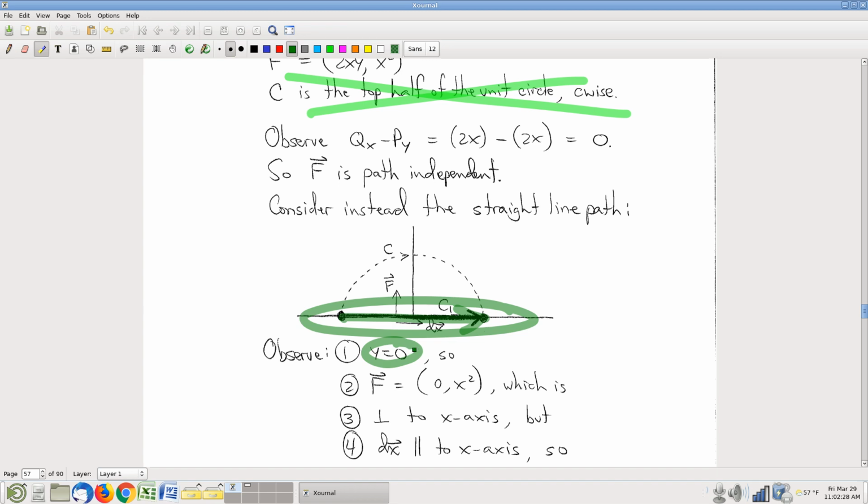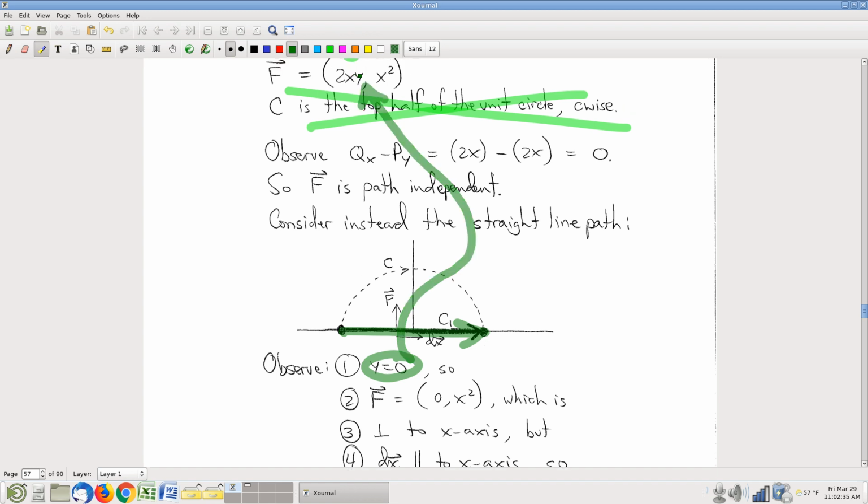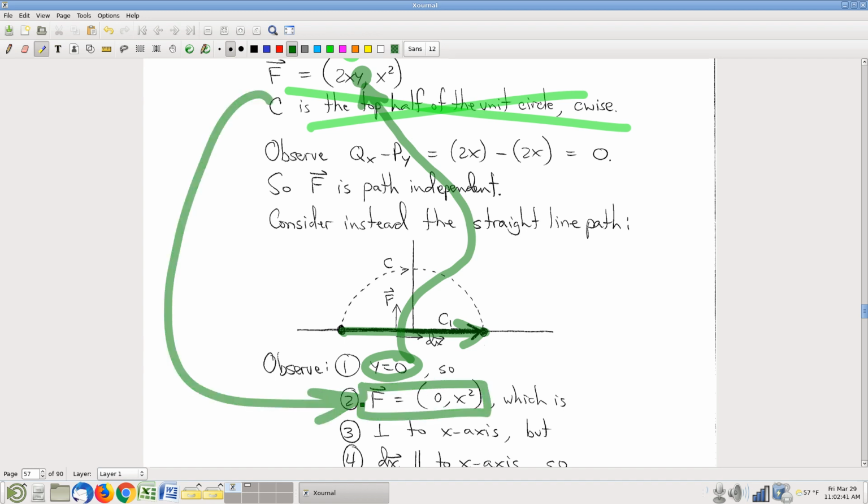So let's take that and plug it into our vector field. Y is equal to 0. And that means that our vector field simplifies to that on our new curve. Now notice that wasn't true of the original curve. In the original curve, y was all kinds of not 0. On our new curve, cleverly chosen, y is 0. Our vector field simplifies. Okay.